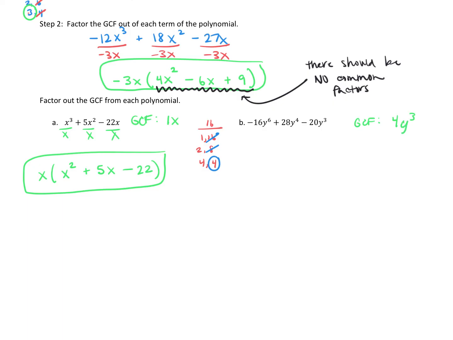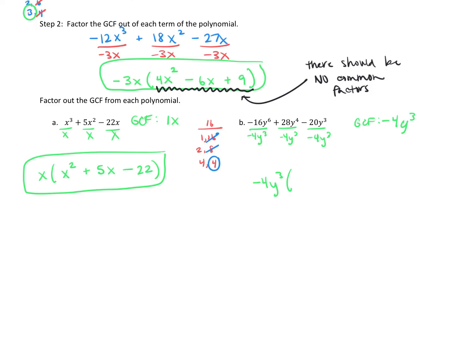And then if you remember, I said if your leading term, this leading coefficient, is negative, make your GCF negative. All right, so now let's factor out a negative 4y cubed. So we're going to factor out of each term. And then remember, when we write factored form, the GCF we write down first, we put a parenthesis after it, and then we do our factoring.